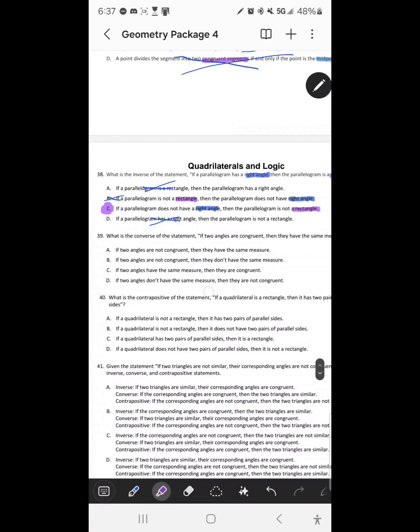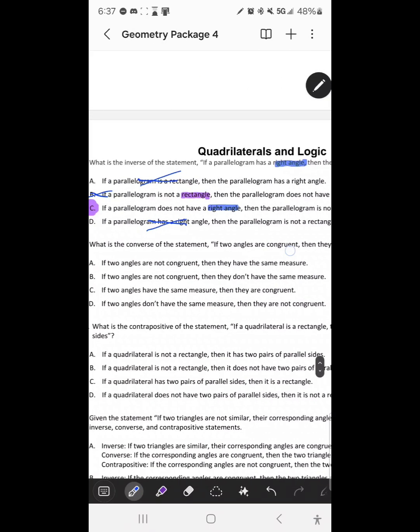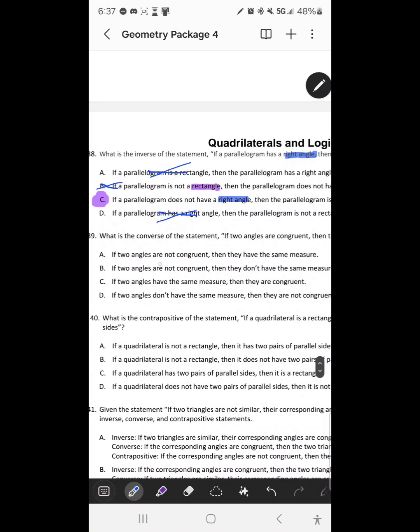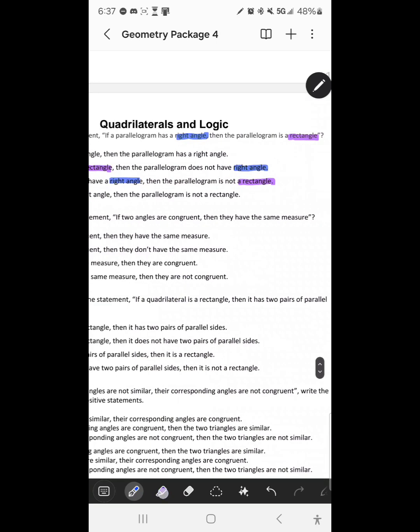Now let's say 39. What is the converse of the statement? Now, remember, converse is the same thing but flipped. It does not have the don't or not. It's the same thing, just the end at the beginning and the beginning at the end. So first let's take away the ones that have the don't. This one has the not, this one has the not. So if two angles are congruent, then they have the same measure. So first we're going with angles.